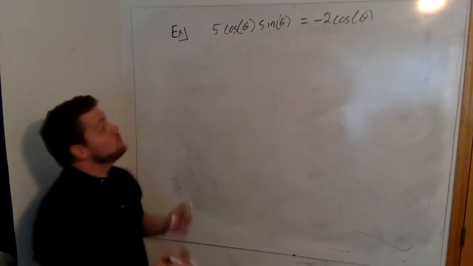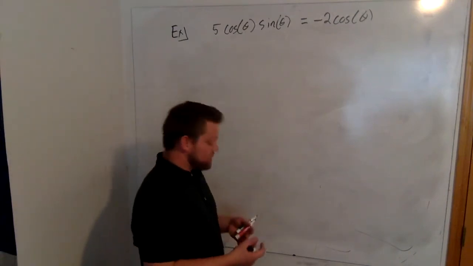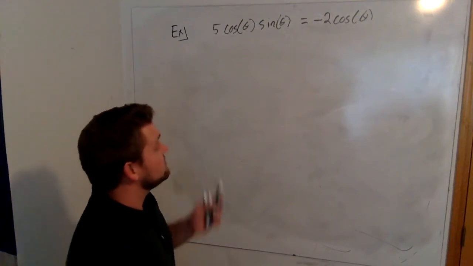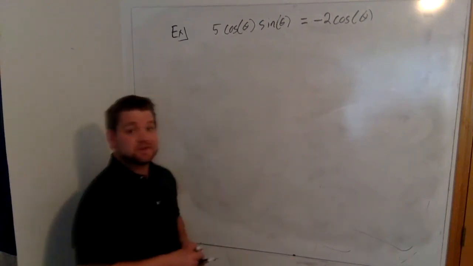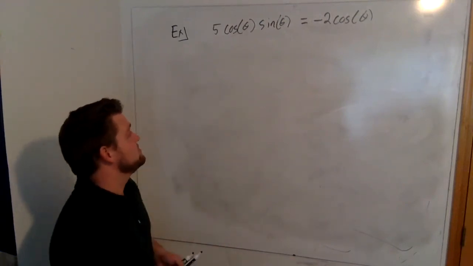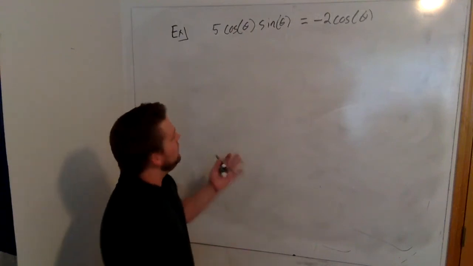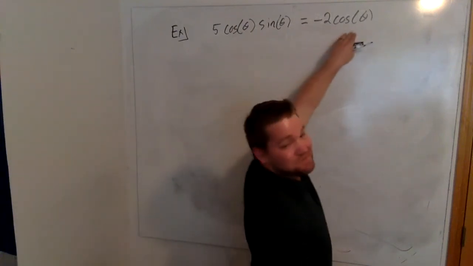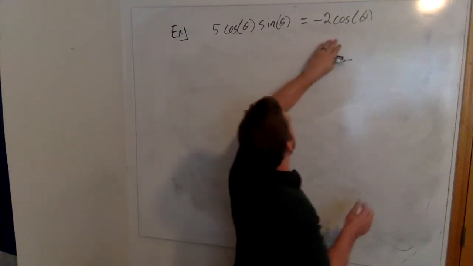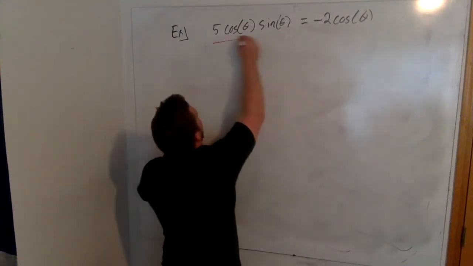Okay. Well, I want to solve this equation, and this is what I say is the most common mistake I see with students solving equations like this. They say, "Oh, hey, there's a cosine on both sides. How about we divide both sides by cosine?"